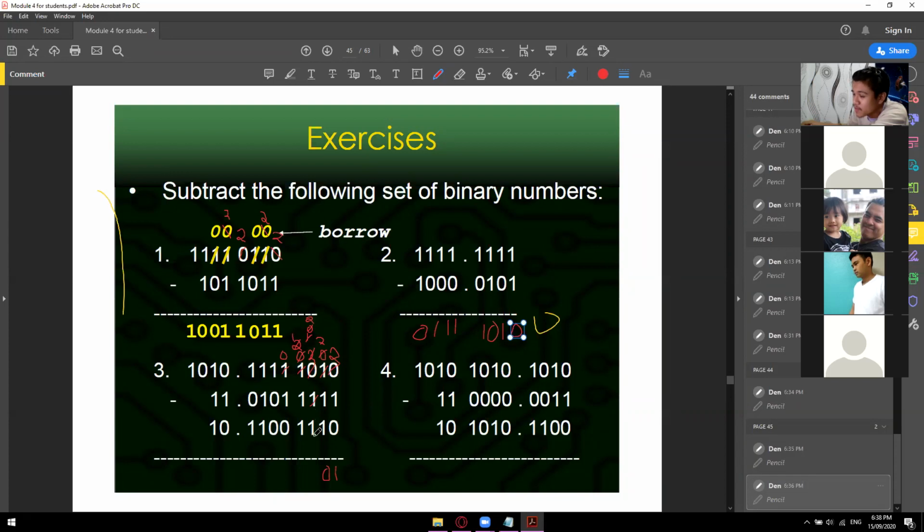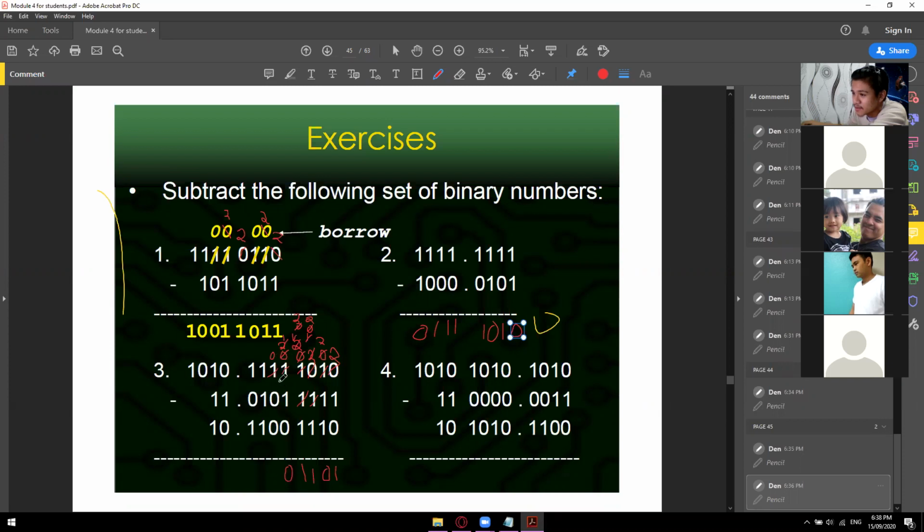2 minus 1, sir. Okay. 1 minus 1. 0. So, tanggalin ko na to para hindi na magulo. So, 0 na to. So, 0 minus 1. Borrow ulit, sir. Itong 1 magiging 0. 0 magiging 2. So, this 2 will become 1 since hiram na tayo dito. And then, this 0 will become 2. So 2 minus 1? 1. 1 minus 1? 0, sir. Okay, that's good.